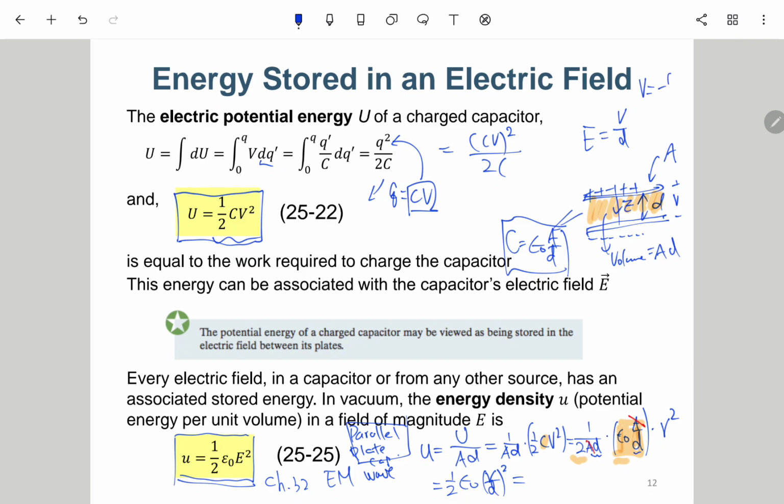V equals negative integration of E dot ds. If E is uniform, then V equals E times this distance, we call it D here. So V over D equals E. So it turns out to be 1/2 epsilon naught E squared. So this is actually this stuff. We have used the parallel plate capacitor to verify this equation is correct. We don't try to generally prove it.